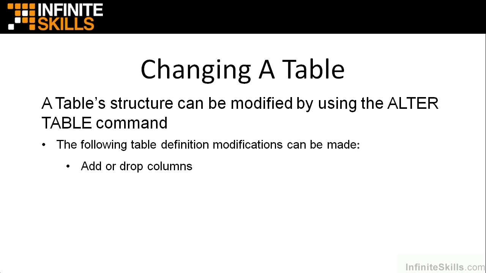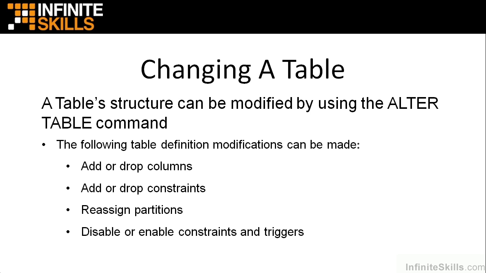So when we're making changes to our table, notice we can add or drop columns. We can add or drop constraints. We can reassign partitions, and we haven't talked about partitions. And we could disable or enable constraints and triggers. Now watch that one. That one historically has been kind of a trick question on the exam for a lot of people. When we don't want a trigger to fire, do we have to drop the trigger? Well, no, you can actually use the alter table command and disable the trigger or disable a constraint. So just keep that in mind.